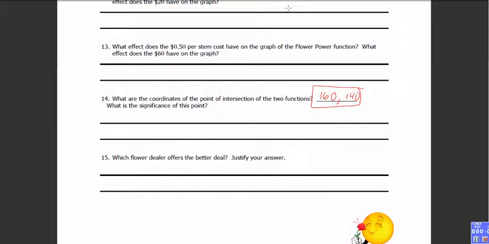Now the last question is, which flower dealer offers the better deal? Again, this is the same question that's been asked 2 times before, and it's really up to you to decide. It depends on how many roses you want and etc.